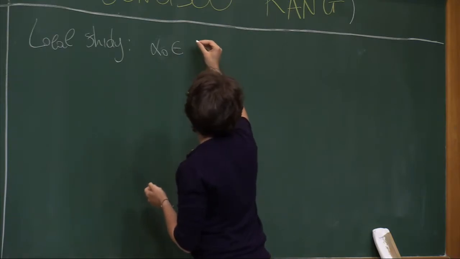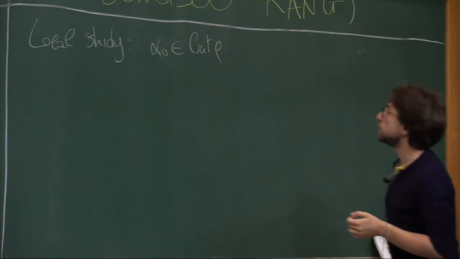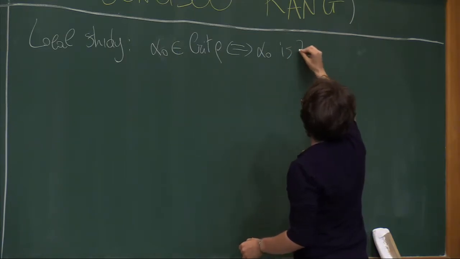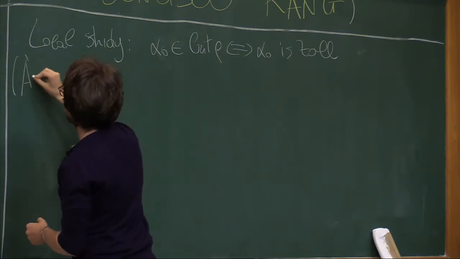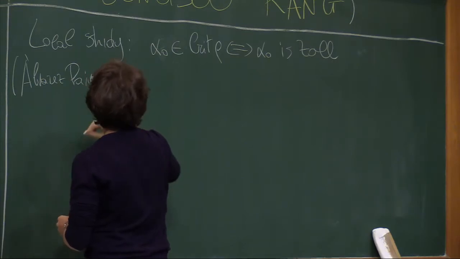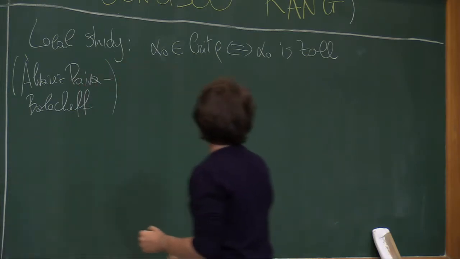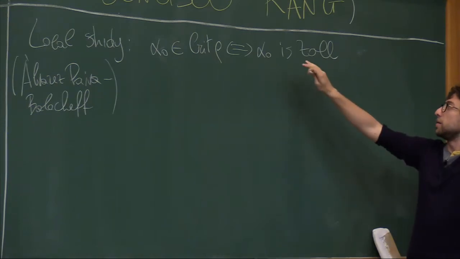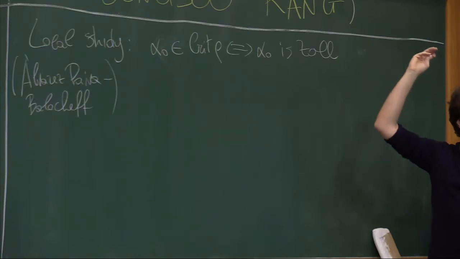And then we have the following proposition or theorem. So this is a critical point of the systolic ratio if and only if alpha naught is a Zoll form. And this is due to Alvarez-Paiva and Balacheff. What does it mean that the form is Zoll? So in the literature, there are several ways to call such forms. This is simply a Boothby-Wang form or a regular form.